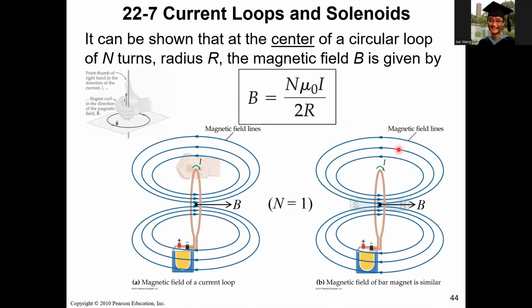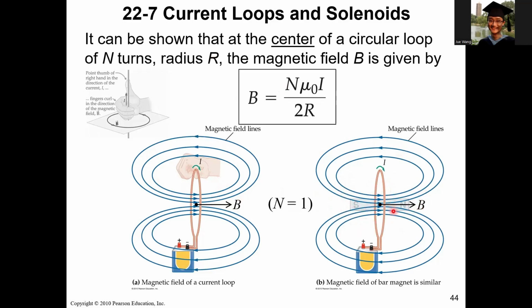Okay, and so this is current flowing in a straight wire. We use the right-hand rule to determine the direction of magnetic field loops. Okay, we also can have current flowing in a loop. When the current is flowing in a loop, the magnetic field distribution is basically similar to a bar magnet.